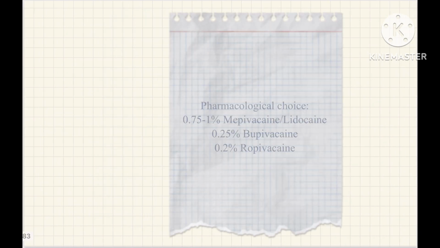Let's see the pharmacological choice. As this block is considered for superficial surgeries, lower concentration of local anesthetics is appropriate. Drugs like 0.75% to 1% mepivacaine or lidocaine, 0.25% bupivacaine, 0.2% ropivacaine are sufficient.